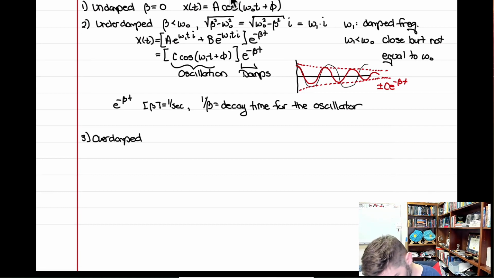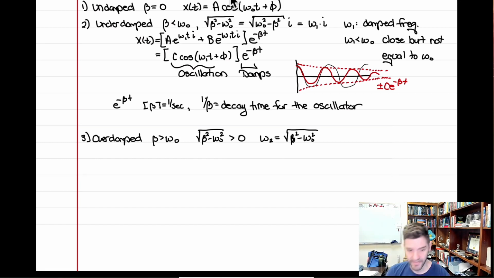The third case is overdamped. You can think of this as a case where there's lots and lots of friction, where beta is greater than omega naught. In this case, the thing in the square root is positive, so there's nothing wrong with that. There are no complex exponentials that appear. And we can define this new frequency as the square root of beta squared minus omega naught squared, as some new damped frequency, which could be dramatically different than omega naught, because beta could be substantially greater.